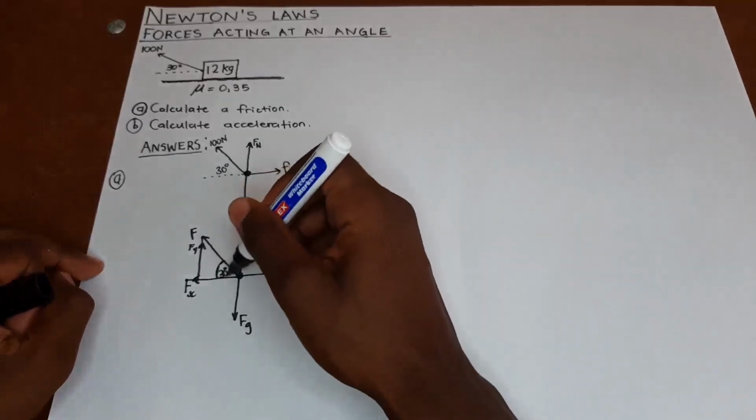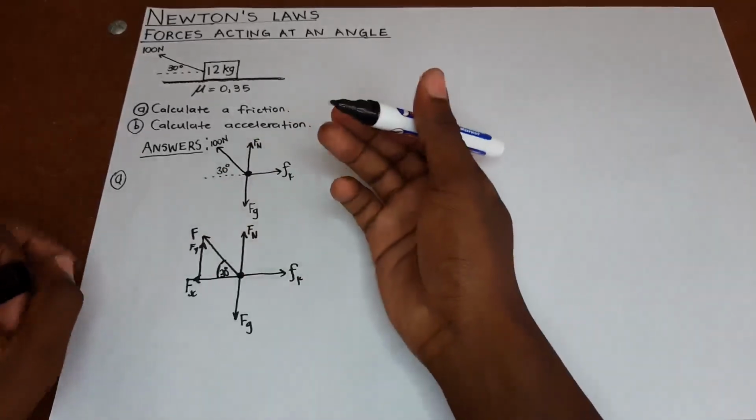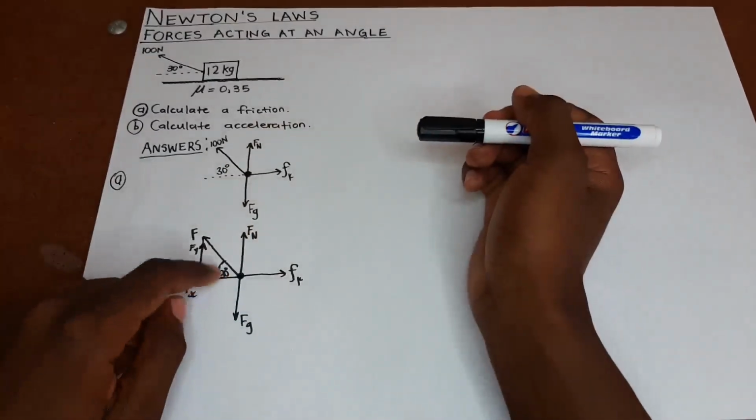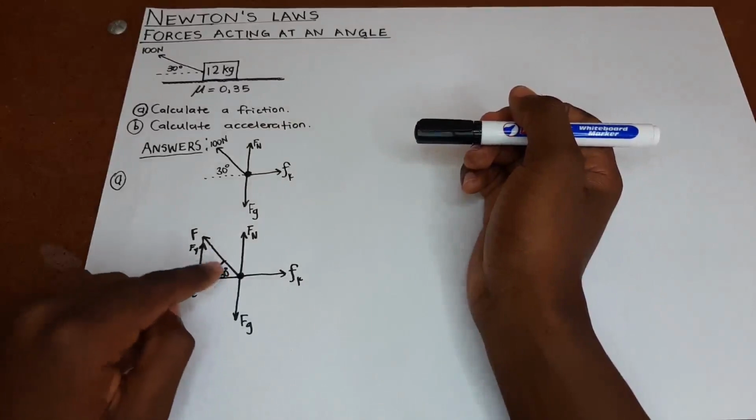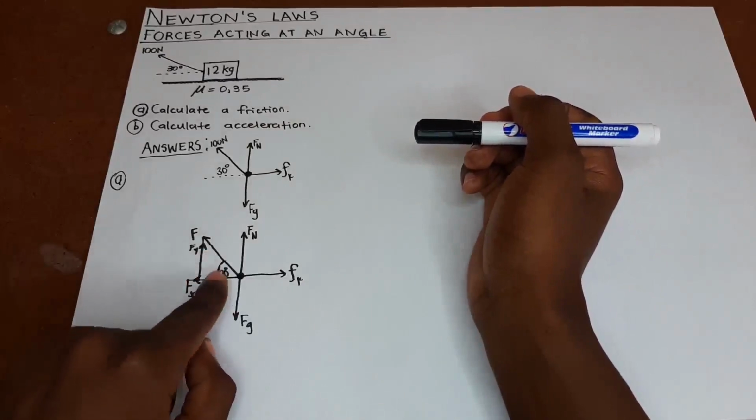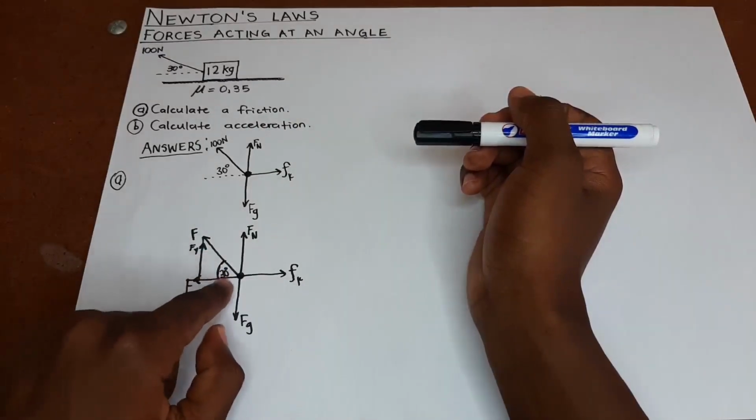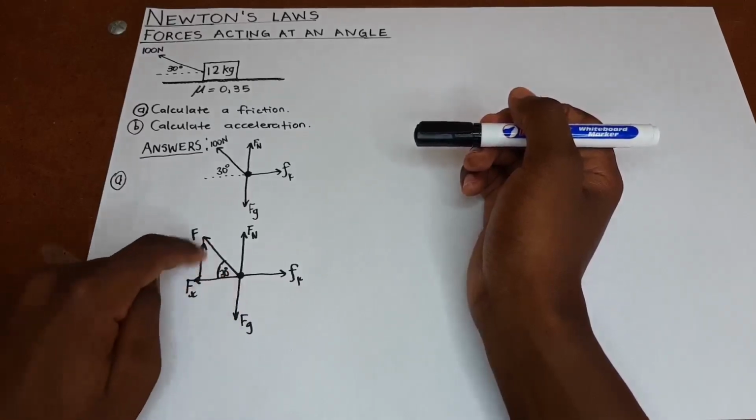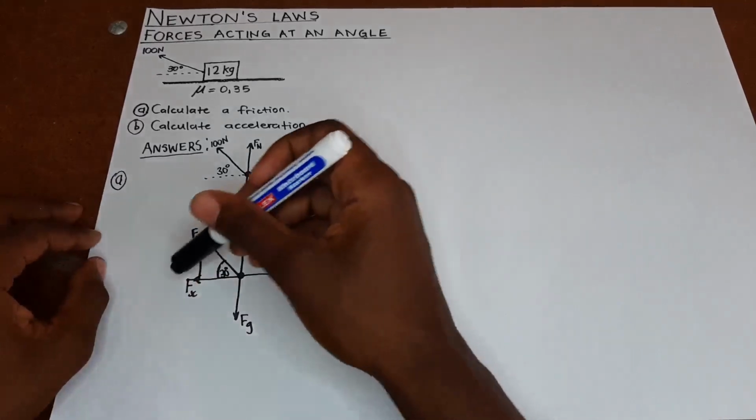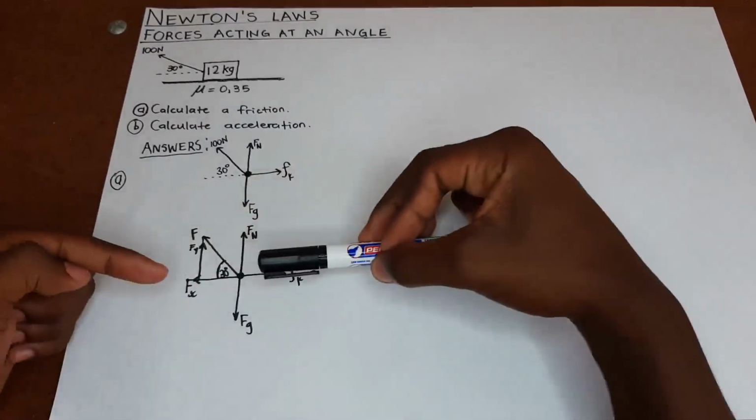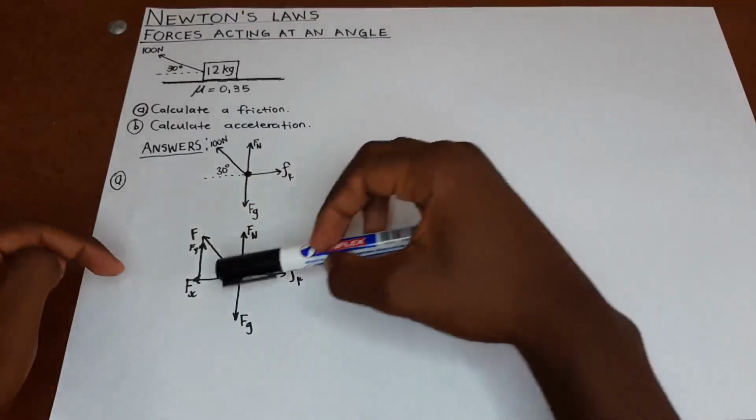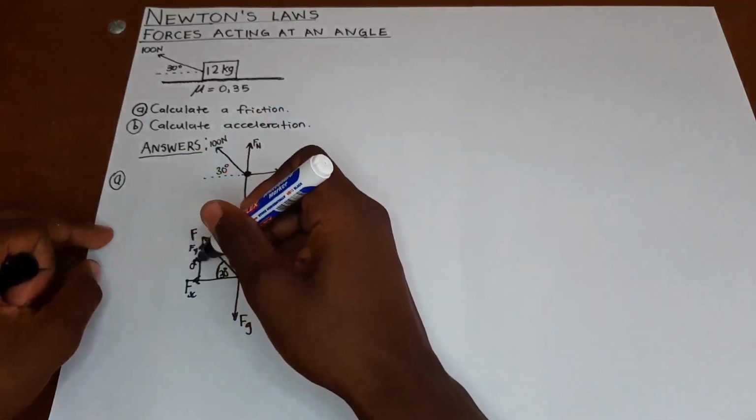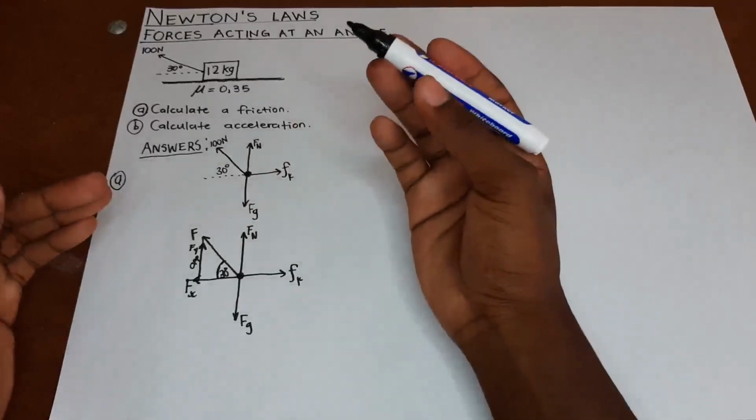So our theta is opposite to which side? Our theta, which is equal to 30 degrees, is opposite to this side. They're looking at each other, like this. So it's opposite to this side, so this becomes our opposite side. So our Fy becomes the opposite side.